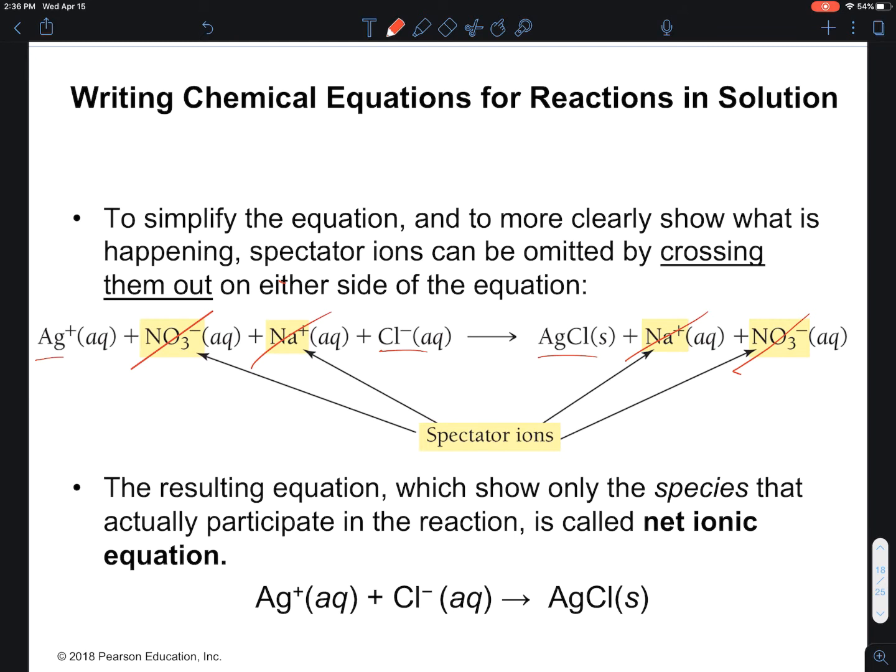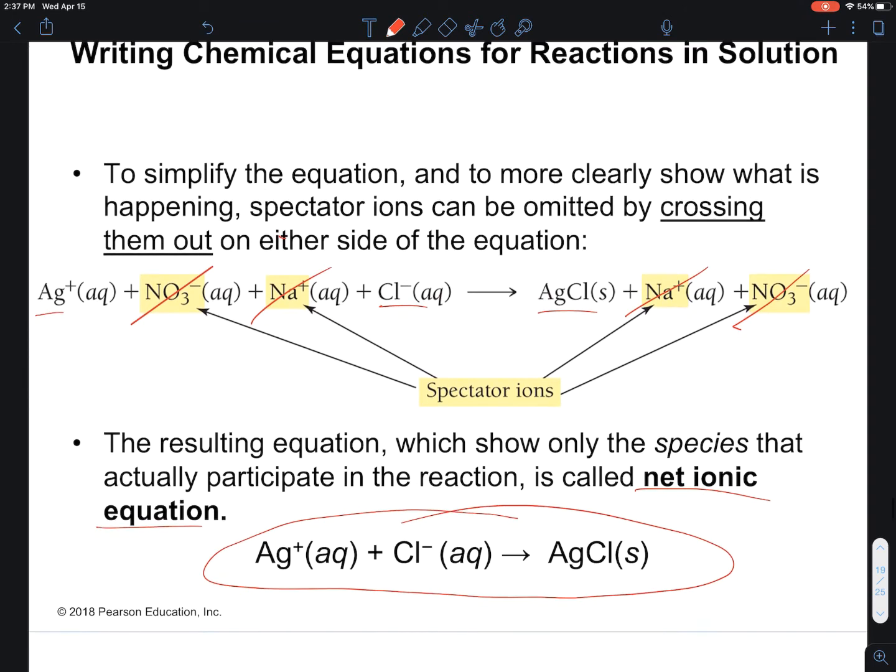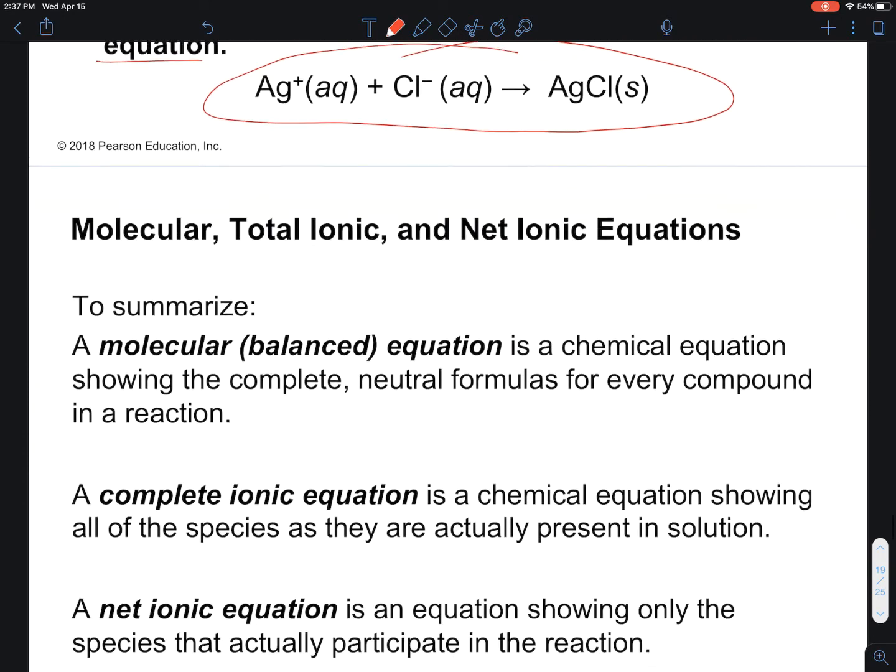This resulting equation, after you've crossed out all the spectator ions, is what we call the net ionic equation. It is the net of what has occurred in the reaction. It's the starting material ions that are participating in the reaction to form product. So if you take your total ionic equation, cross out spectators, and rewrite it, you get your net ionic equation.